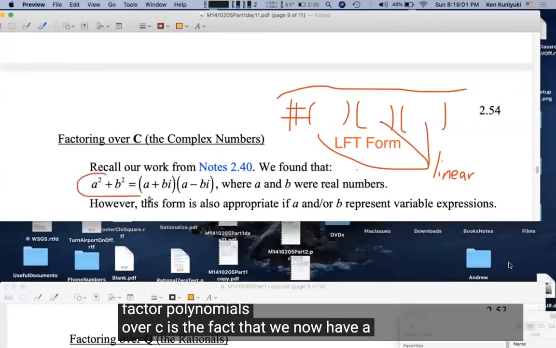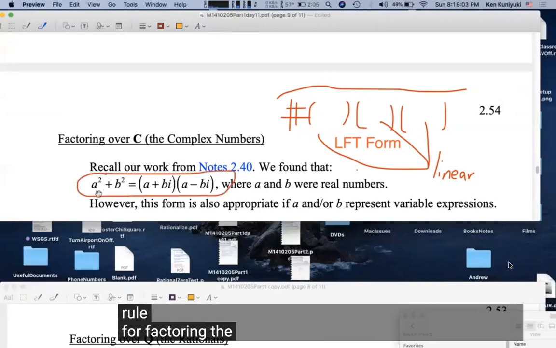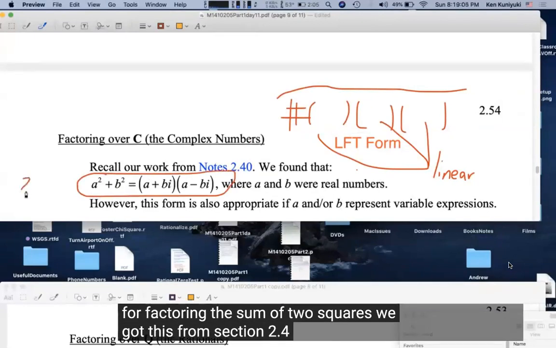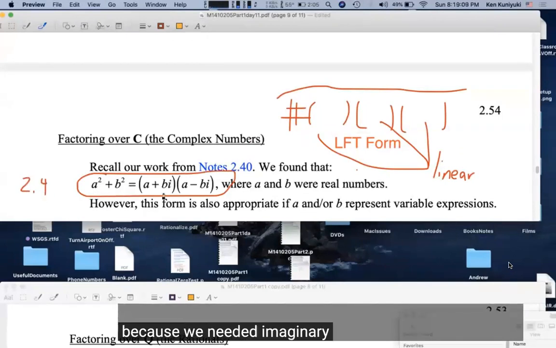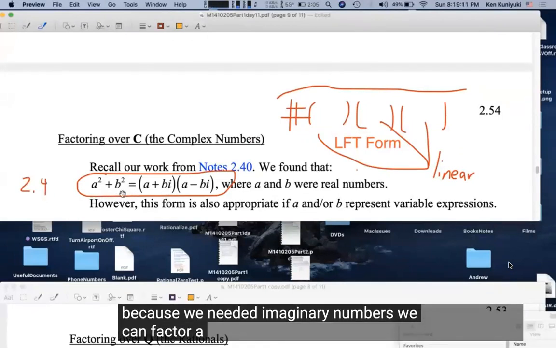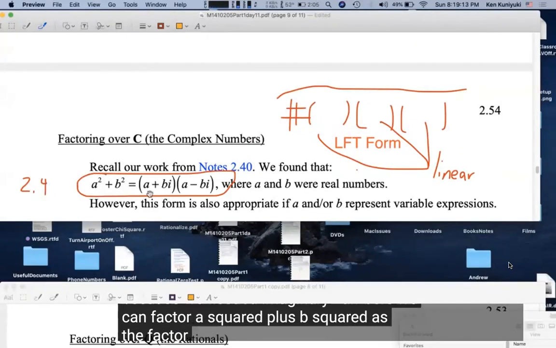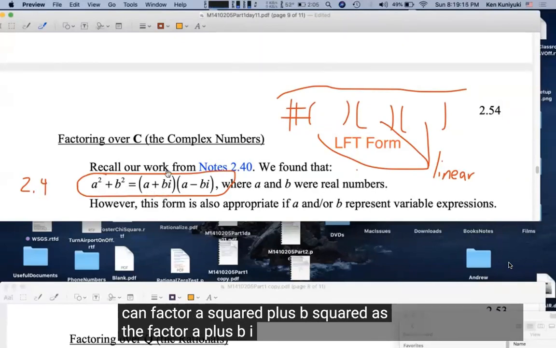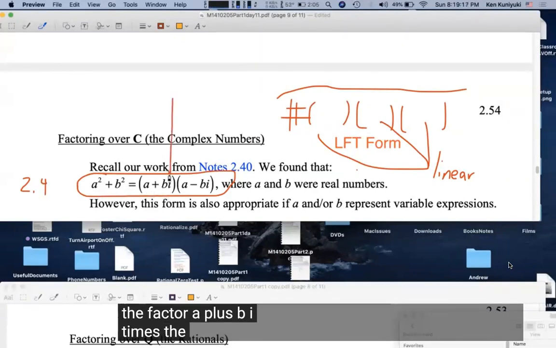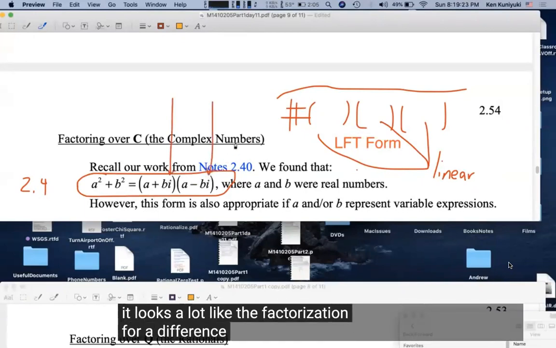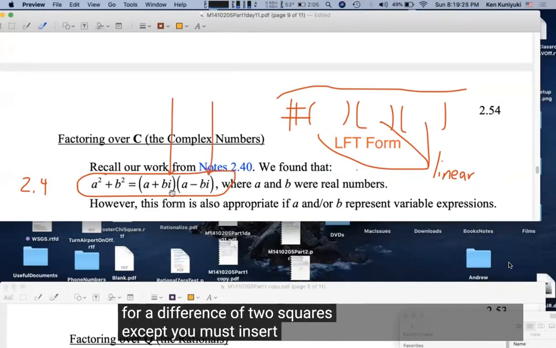Now, a key thing that's going to help us factor polynomials over C is the fact that we now have a rule for factoring the sum of two squares. We got this from section 2.4 because we needed imaginary numbers. We can factor a squared plus b squared as the factor a plus bi times the factor a minus bi. It looks a lot like the factorization for a difference of two squares, except you must insert the i's.